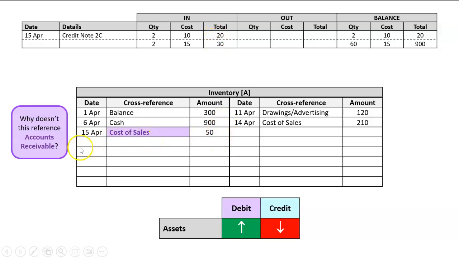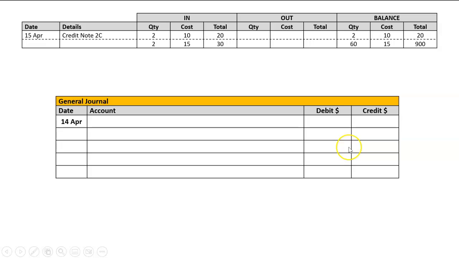But again, why don't I reference accounts receivable? Why am I referencing cost of sales? Well, for the exact same reason as before, because when the sales return comes back in, we'd actually do this. So let's say the sales return, we don't know this, but I just made up a number. It was $100, so that would be a debit to sales returns. A debit to GST clearing of 10, and accounts receivable would go down 110. We're not dealing with that. We're dealing with this bit.